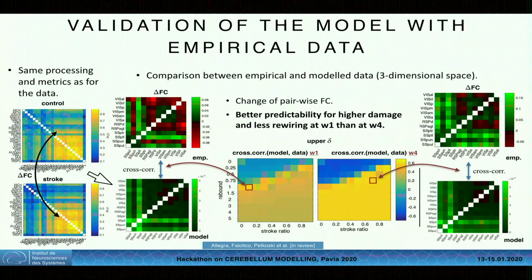And indeed, the model shows that there is much better predictability, going even up to 0.6 or 0.7, if we have higher damage for the week 1 and smaller rewiring than at the week 4.